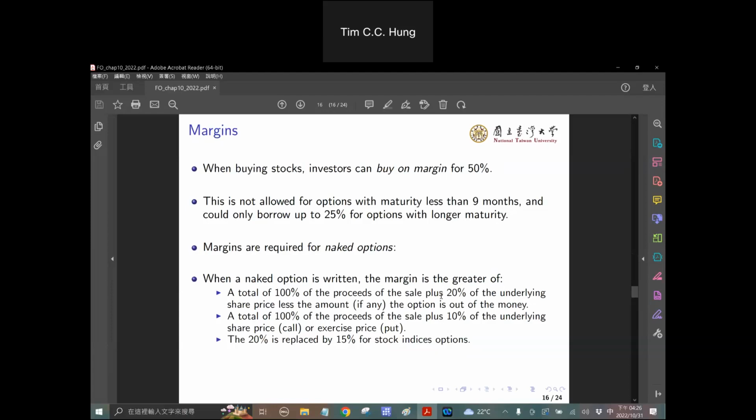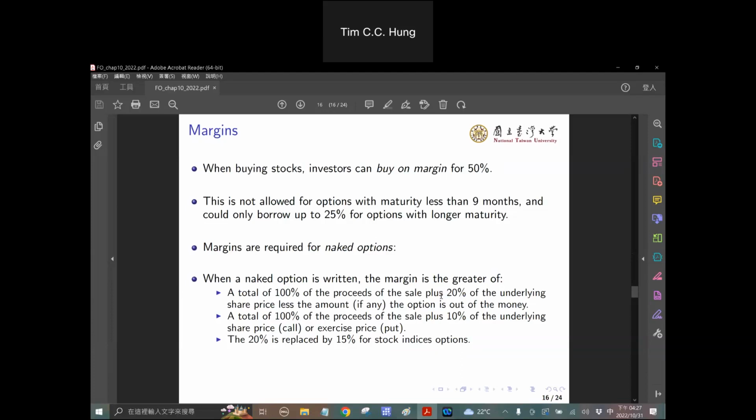For options, this is more restricted. You can only borrow up to 25% to buy calls or puts that have a maturity longer than 9 months. That is the first case. If you are buying on margins, then you have to consider the balance in your margins. In the second scenario, if you are shorting, like I mentioned earlier, either a call or a put, it's similar to underwriting it, and then you have unlimited downside risk. In that case, the broker firms and also the exchange will ask you to post more margins.